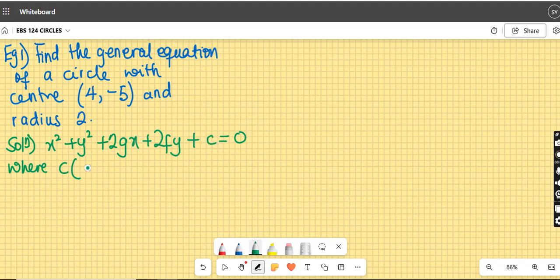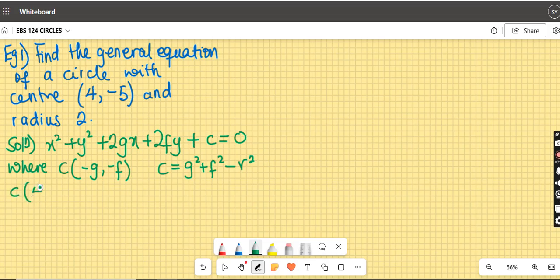Small c, this big C. The center is minus g, minus f. And this, our small c, is given by g squared plus f squared minus r squared. Very good.